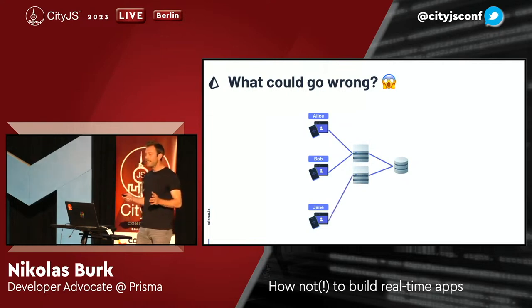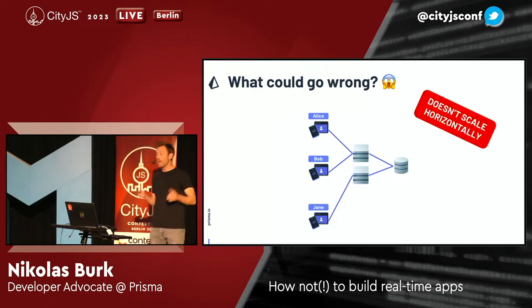Well, you can already see that there is no way, if we let the application server handle everything, that the messages that are sent by Alice and Bob are ever going to arrive at Jane and the other way around. So the horizontal scalability of this approach, it just doesn't exist.